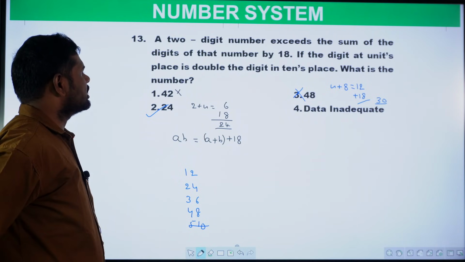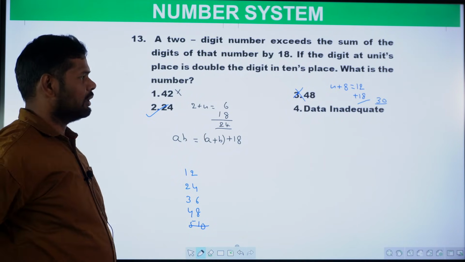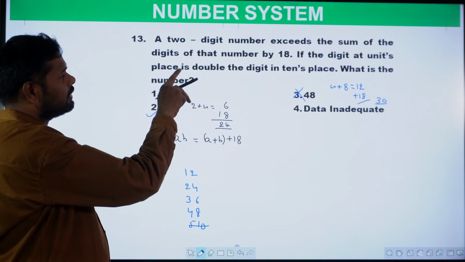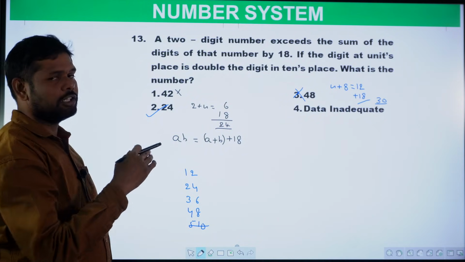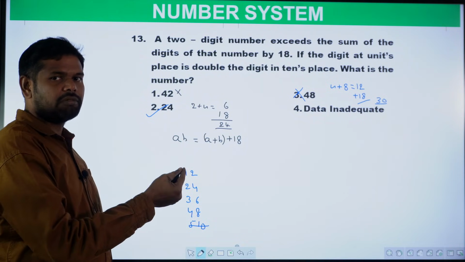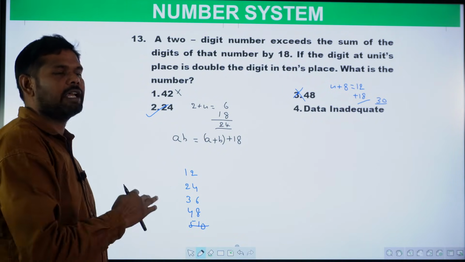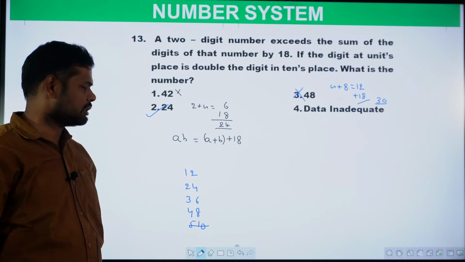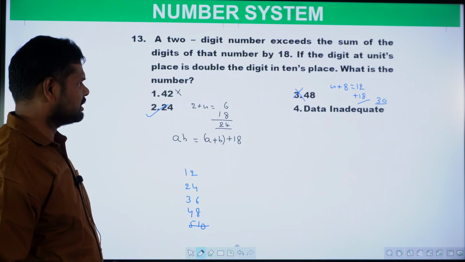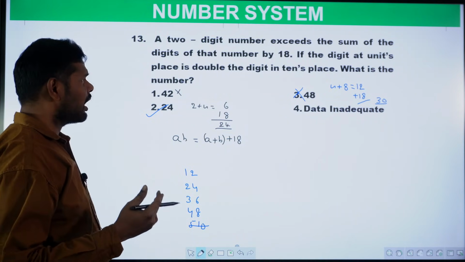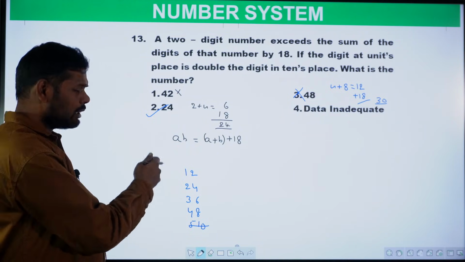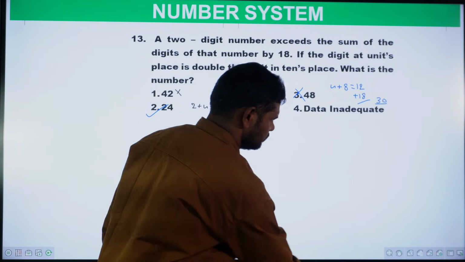If the digit at units place is double the digit in tens place, based on that one option is eliminated and 2 options remain. Then the two-digit number exceeds the sum of digits by 18, so first find the sum of digits and add 18; we get the same number again. That holds only for 24. Sometimes we are not expecting how they are going to ask in the exam, so I am writing all possibilities also. Next one.